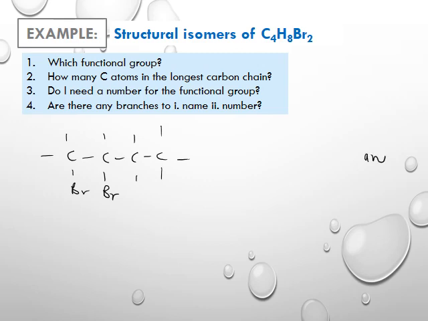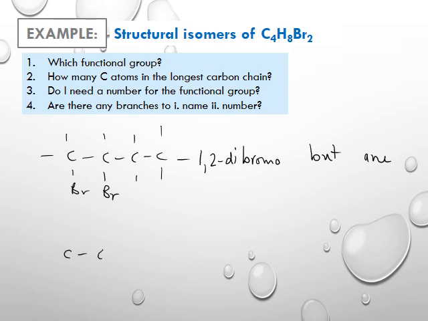So which functional group? Ane, because it's saturated. Also bromo, dibromo, because there's 2. How many carbons in the longest carbon chain? 4. So dibromobutane. Do I need a number for the functional group? Yes, because I could have them on any combination. So it's going to be 1,2-dibromobutane. And there's the name of that one.